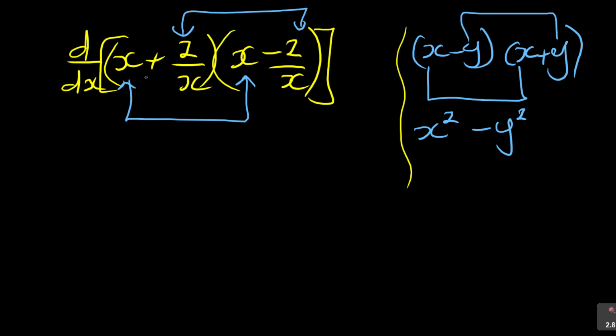Why am I saying difference of 2 squares? x, 2 over x, 2 over x. The only difference is plus and minus. So you multiply that, you multiply that. So what will be the answer? So it will be d over dx, and then you do this.